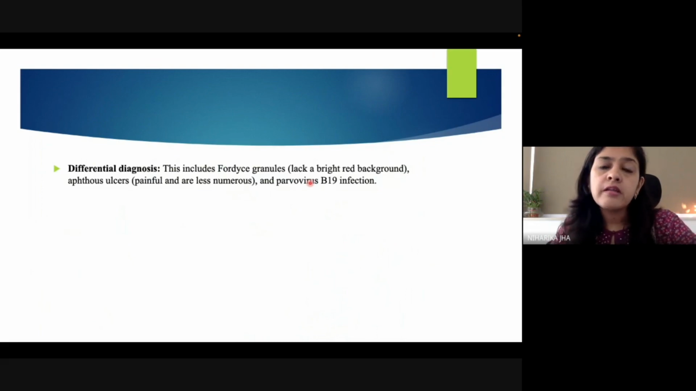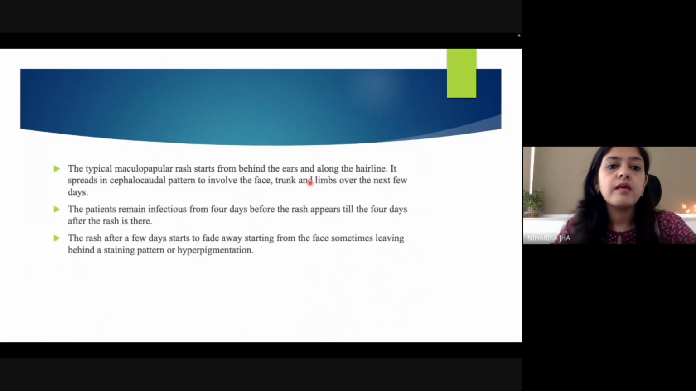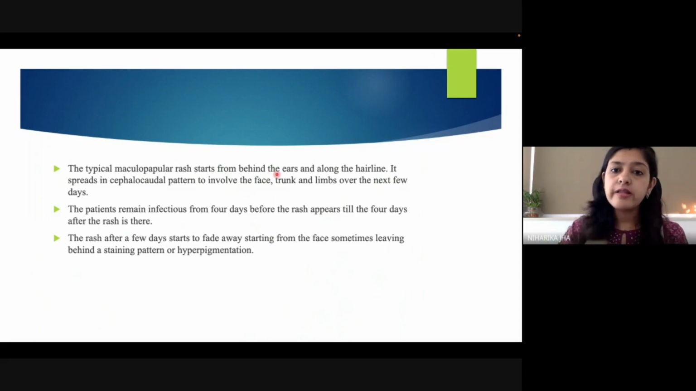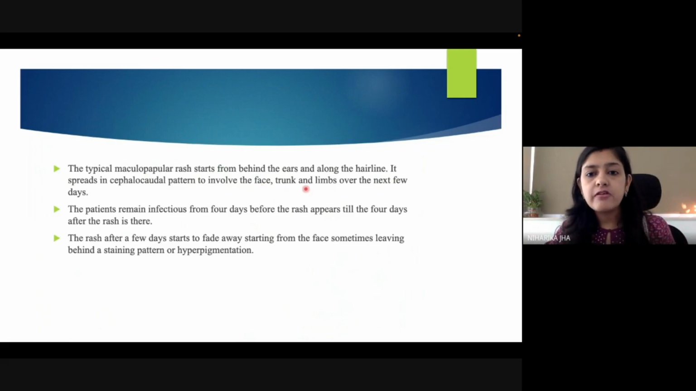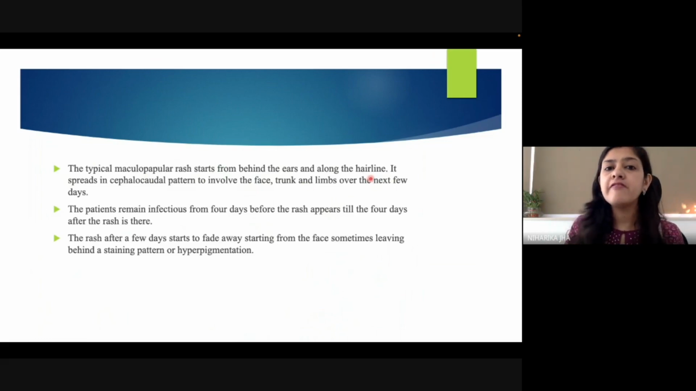Let us learn about the second cutaneous manifestation, that is the rash. A typical maculopapular rash develops in patients of measles and it starts in the retroauricular area, that is from behind the ears or along the hairline, and then it spreads in the cephalocaudal direction, that is from above to downwards, and then it involves the face, the trunk, and the limbs over the next few days. And interestingly, it also disappears in a similar fashion. So the thing to be remembered is that the rash develops in the retroauricular area or along the hairline, and it proceeds in the cephalocaudal direction.